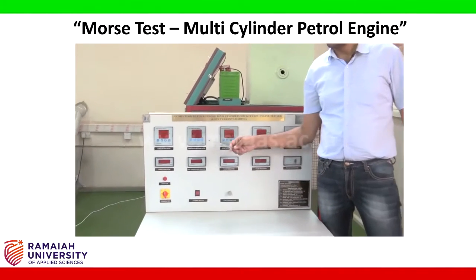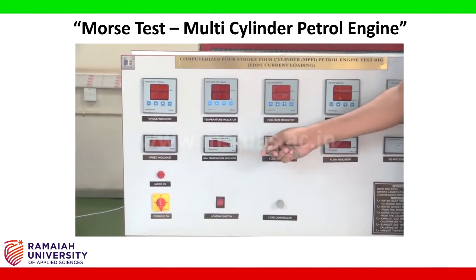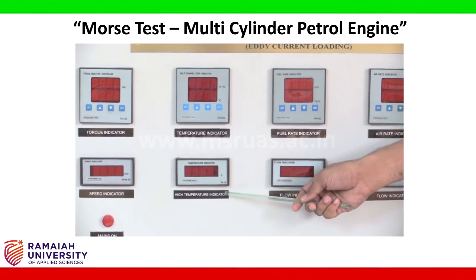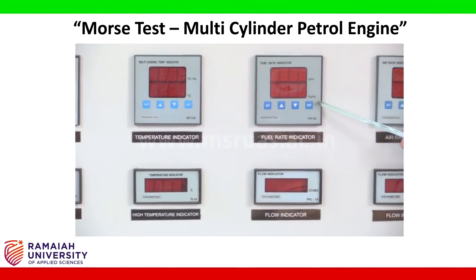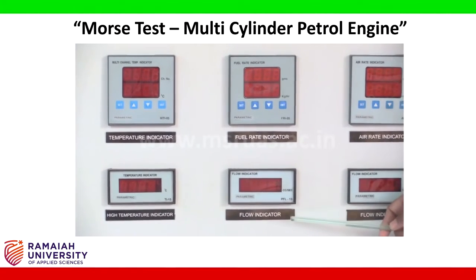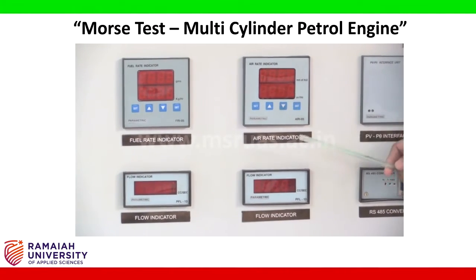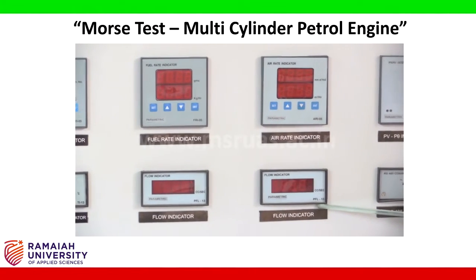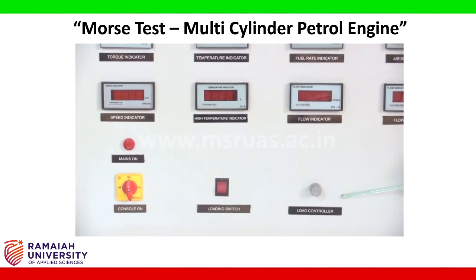This unit consists of a torque indicator, speed indicator, multi-channel temperature indicator, and high temperature indicator, which measures the exhaust gas temperature. Then a fuel rate indicator, a flow rate indicator for the engine, an air consumption indicator, and one more flow rate indicator which measures the flow for the calorimeter. Then we have the loading switch and the load controller.